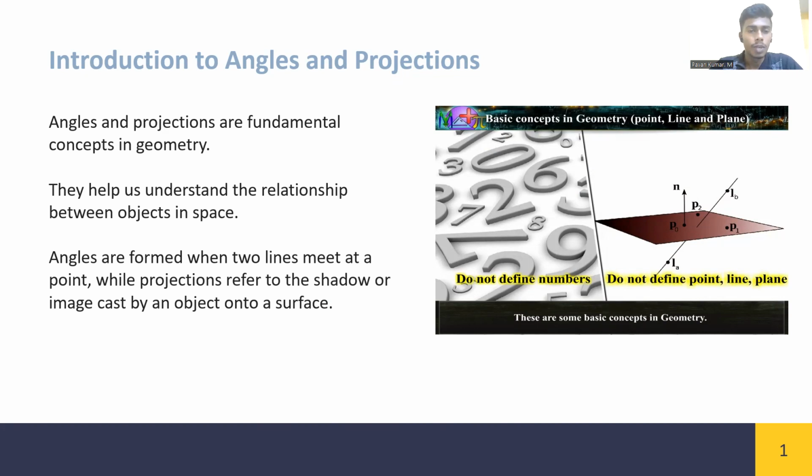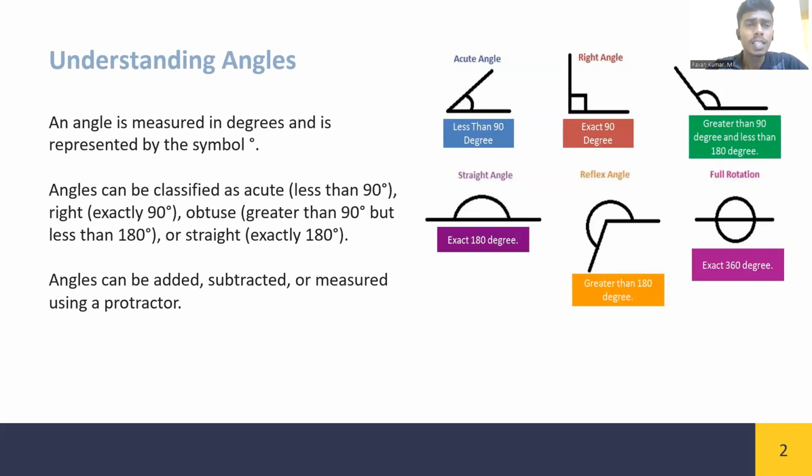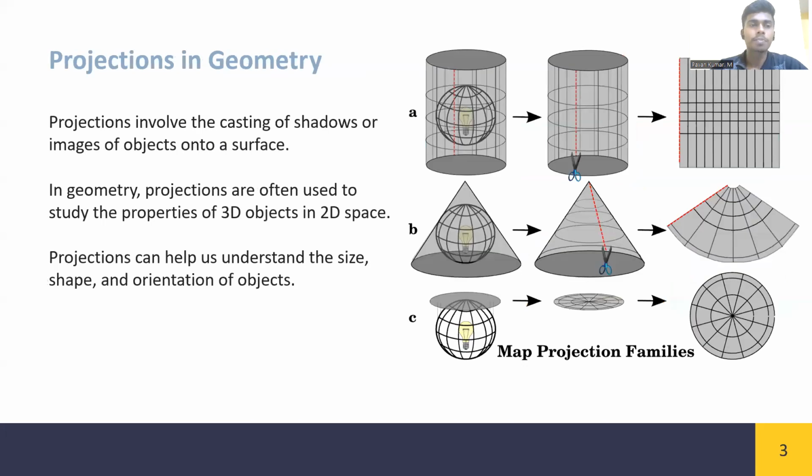Angles are formed when two lines meet at a point, while projections refer to the shadow or image cast by an object onto a surface. Understanding angles. An angle is measured in degrees and is represented by the degree symbol. Angles can be classified as acute, less than 90 degrees; right angle, exactly 90 degrees; obtuse angle, greater than 90 degrees but less than 180 degrees; or straight angle, exactly 180 degrees. Angles can be added, subtracted, or even measured using a protractor.